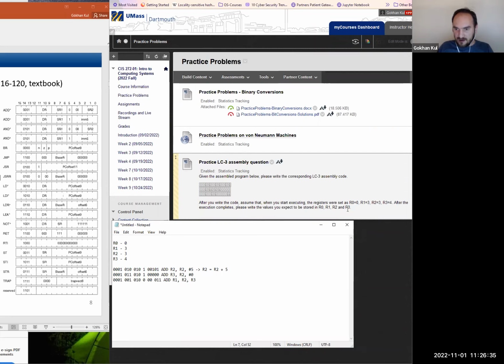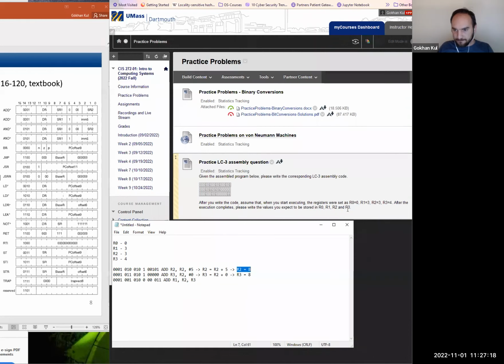As a result, R2 is 8. Okay, so next one. Now I'm writing into R3 and I'm adding R2 plus 0. So I'm copying R2 into R3 in this case. So R3 is going to be 8 again, because in the previous line, we have updated R2 as 8.